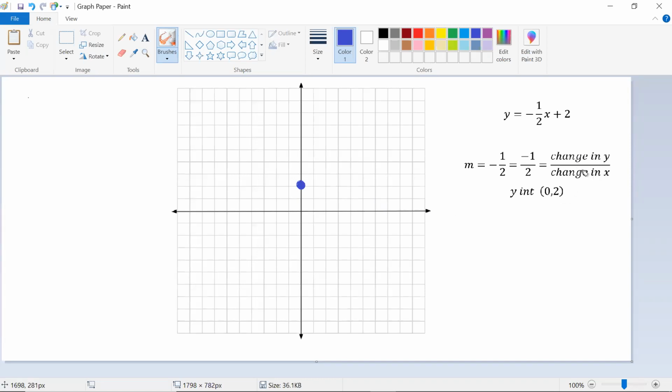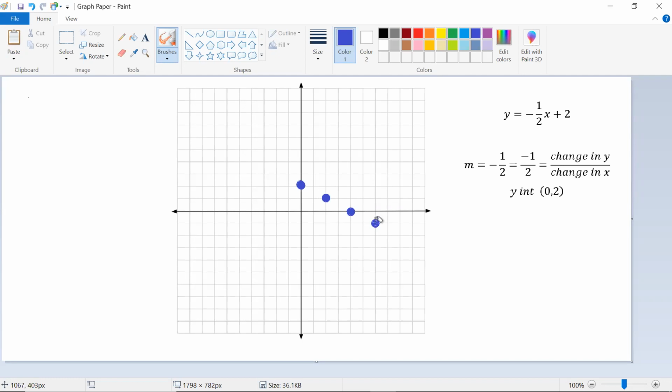Change in y divided by change in x. A -1 change in y means I go down 1. A change in x of 2 is going right 2. Notice that I was really conscious about the fact that a negative in the y direction is down and a positive in the x direction is to the right. So -1 in the y direction goes down 1. Change in the x direction by a +2 goes to the right 2. I get another point.